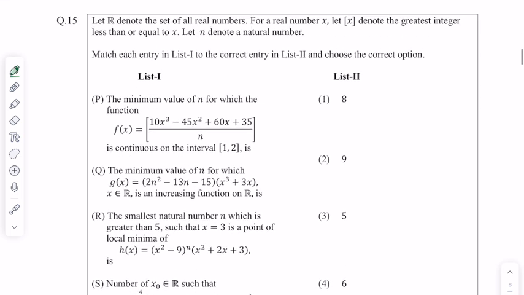Okay, so it is given the minimum value of the function for which it's continuous. Guys, to find its continuity, just check the maximum and minimum value, divided by n, the greatest integer should give us the same values. That's it. So let us check it out.